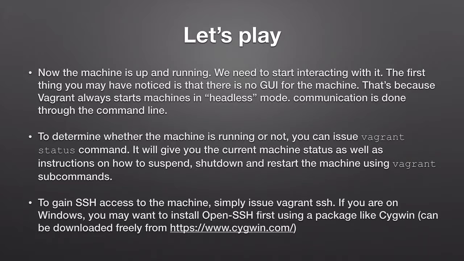So the first thing you may have noticed is that there is no GUI for that machine. When we downloaded, installed and deployed our Ubuntu 16.04 Vagrant guest, we interacted with it using the SSH command. We opened a terminal screen with the machine. We did not have the chance to view the beautiful GUI of Ubuntu, GNOME, or Unity, or any GUI desktop environment. That is because by default, Vagrant starts machines in headless mode. Communication is done only through the command line.